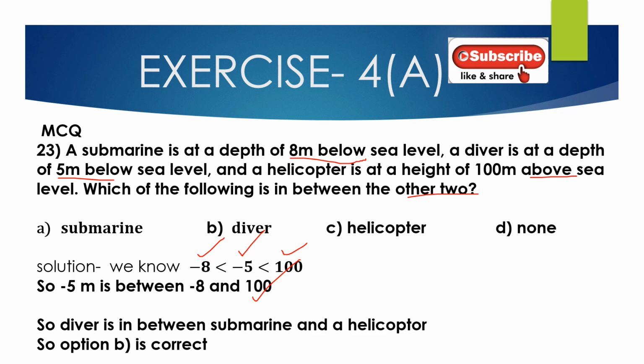Minus 8 and 100. So the diver is in between the submarine and the helicopter. The diver is represented with minus 5, the submarine is 8 meter below sea level so it is minus 8, and the helicopter is at a height of 100 meter above sea level, so it is represented with plus 100. So the diver is in between the submarine and the helicopter.